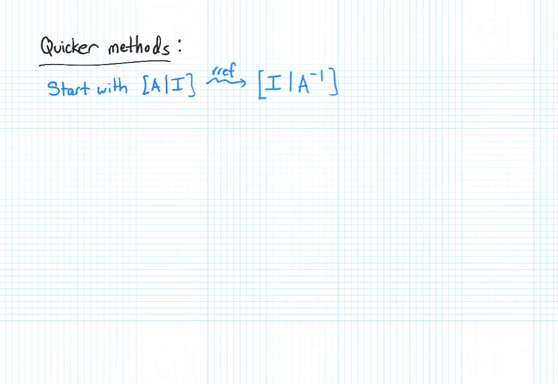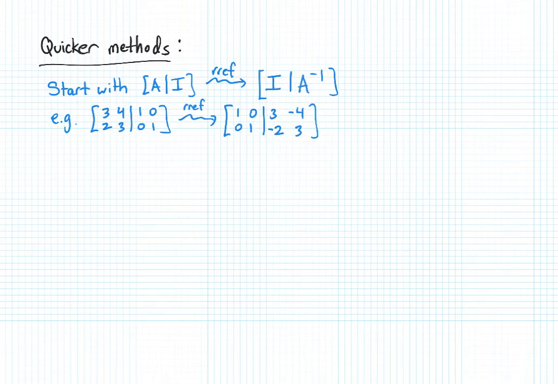There's really nothing magic here. It's really just doing the same process as before, but combining the different steps into one step. So in the example that I showed you, you would have this as your starting point. And when you do the Gauss-Jordan elimination, you would get this as your reduced echelon form, where you have the identity matrix on the left and A inverse on the right.